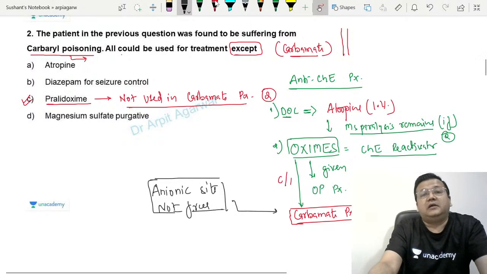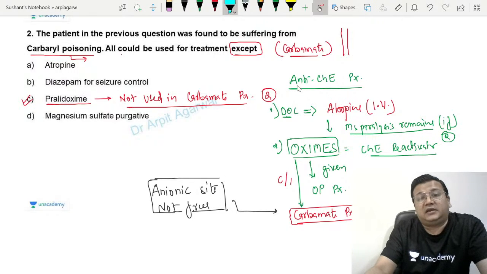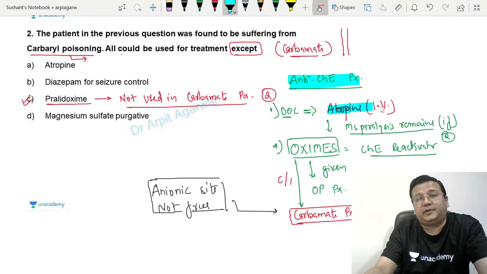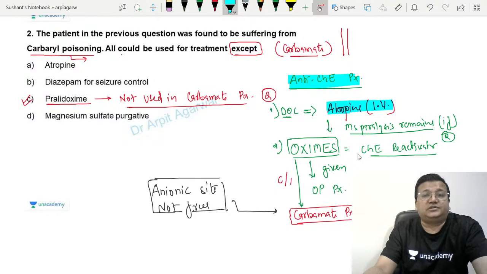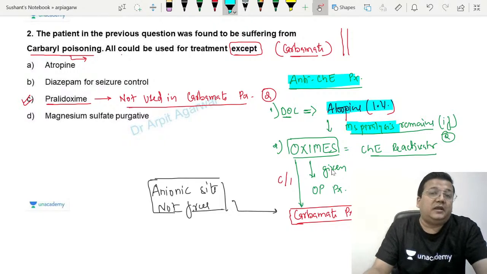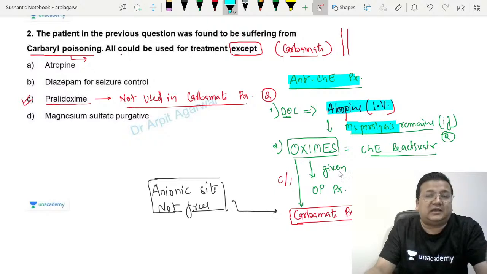So two things are the takeaway from this particular question. Number one, in any kind of anticholinesterase poisoning, the drug of choice remains atropine. When do we use oxims? We use oxims if muscle paralysis continues. Atropine cannot reverse muscle paralysis. So that is the indication of oxim.